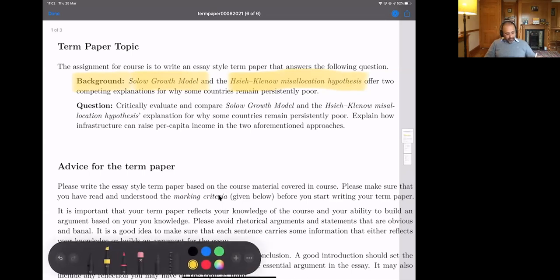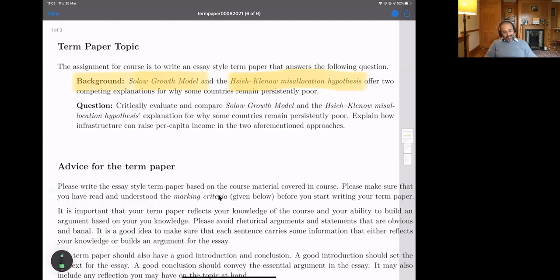What the essay, a 1,000-word essay that you need to write as a term paper, requires you to do is to critically evaluate and compare the Solow growth model and the misallocation hypothesis explanations for why some countries remain persistently poor. What's not important is describing the Solow growth model and the misallocation hypothesis. What's important is to evaluate and compare them, critically evaluate them. So think about what the comparative advantages are, what the disadvantages are, what the caveats are, what the assumptions are. And then explain how infrastructure can raise per capita income in the two approaches.